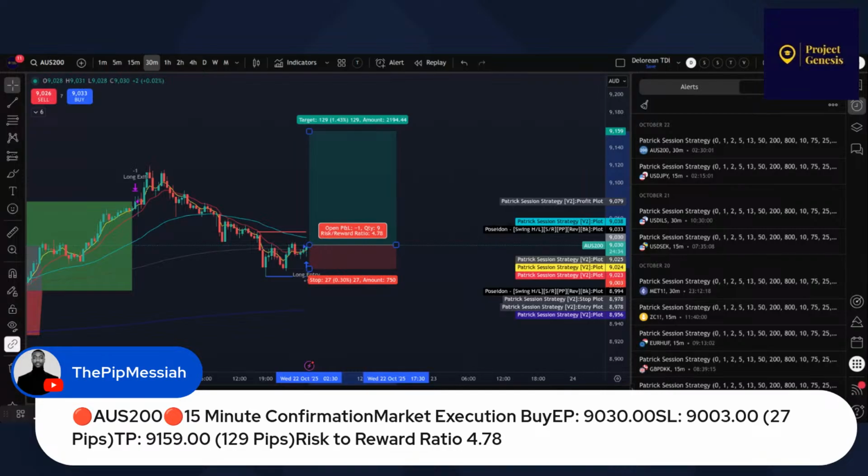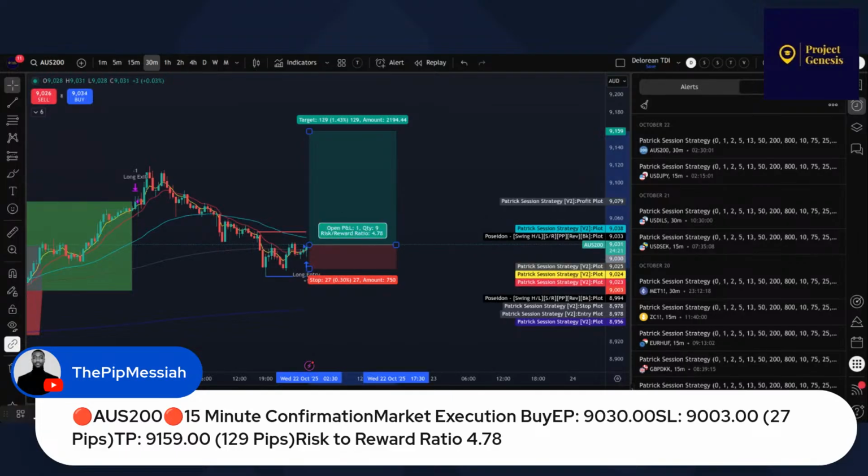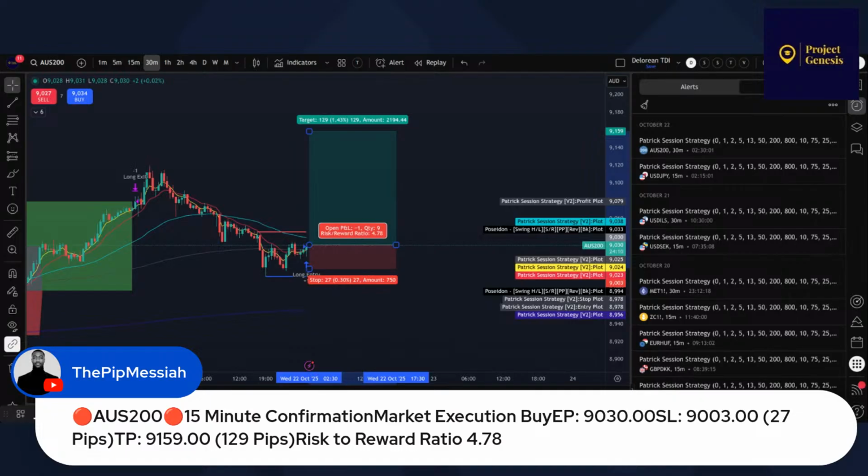So Australian 200 15-minute confirmation, market execution buy. Entry price is 9030. Stop loss is 9003 for 27 pips. The take profit is 9159 for 129 pips. And a risk to reward ratio of 4.78. It's the Australian 200. It is an indice.